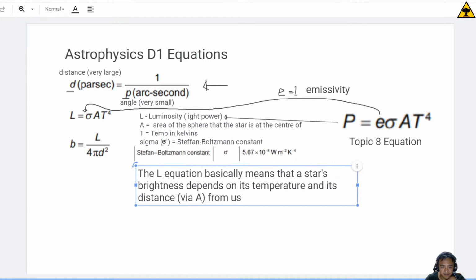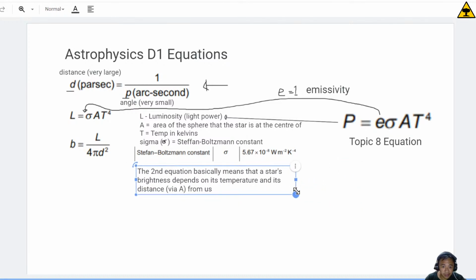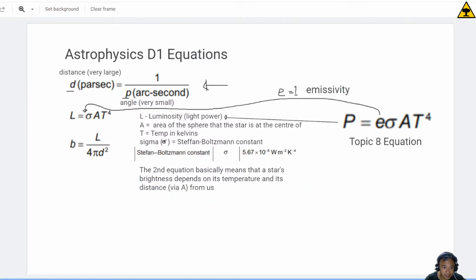Okay, so the second equation is this. All right. Now the third equation, what does this mean? This B here, this B is called the brightness, apparent brightness, correct?